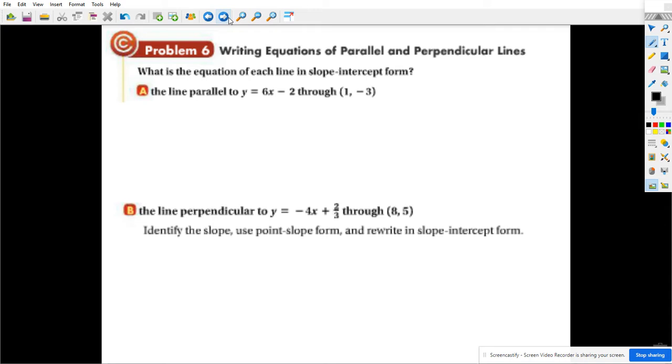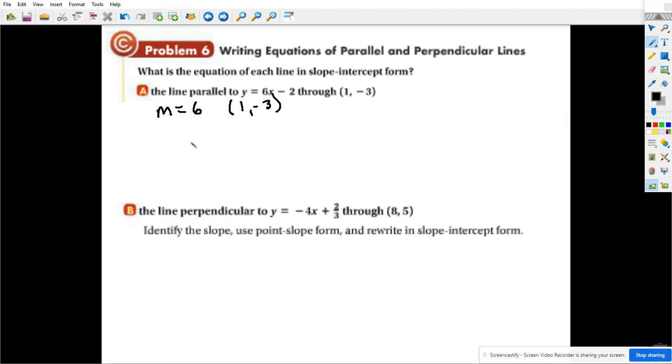What is the equation, in slope-intercept form, of the line parallel to y equals 6x minus 2 through 1, comma, negative 3? Right here, the whole reason that this is given to us is so that I can say m equals. And because it's parallel, it's the same slope. So m is equal to 6. And it goes through the point 1, negative 3.